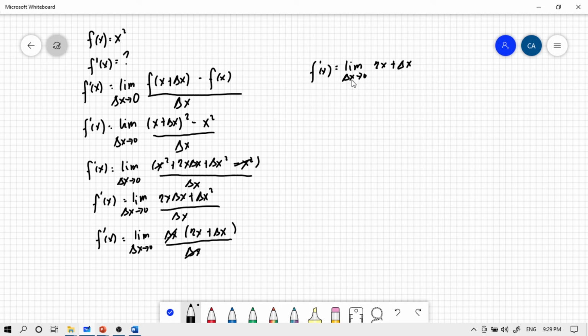Now, kailangan nating substitute yung delta x natin sa equation. So we have f prime of x is equal to 2x plus delta x, which is 0. So we have the derivative f prime of x is equal to 2x. So this is the derivative of x squared.